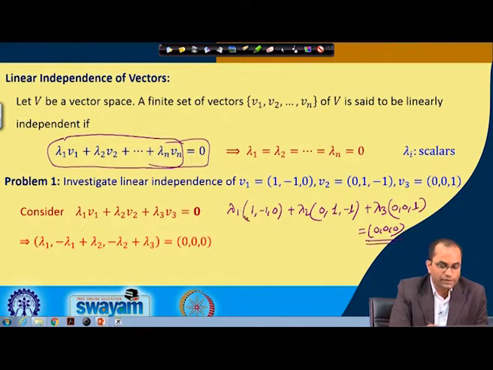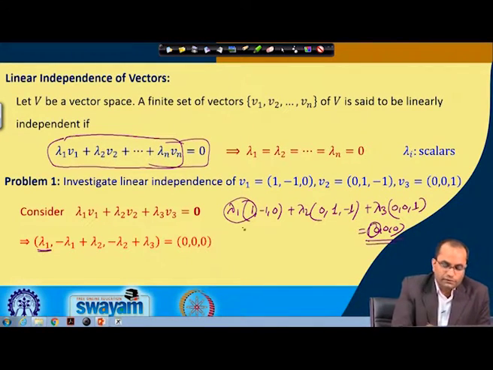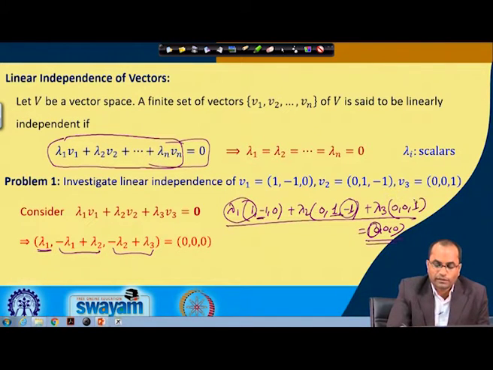The first equation we will get is lambda 1 is equal to 0. When we add these 3, we will get minus lambda 1 plus lambda 2 for the second, and the third one we will get minus lambda 2 plus lambda 3, and the right hand side is the 0 vector. So, we have 0, 0, 0.